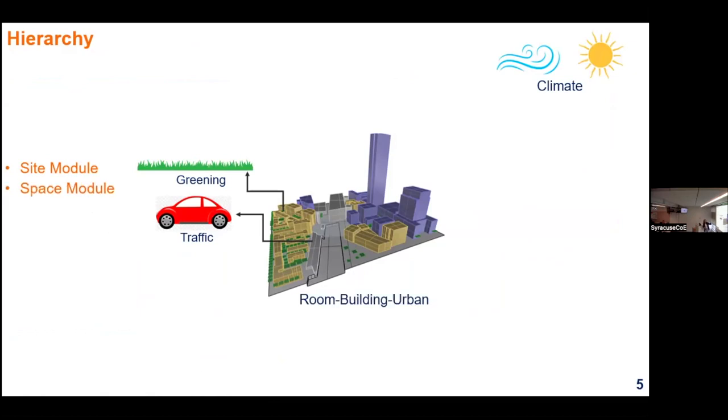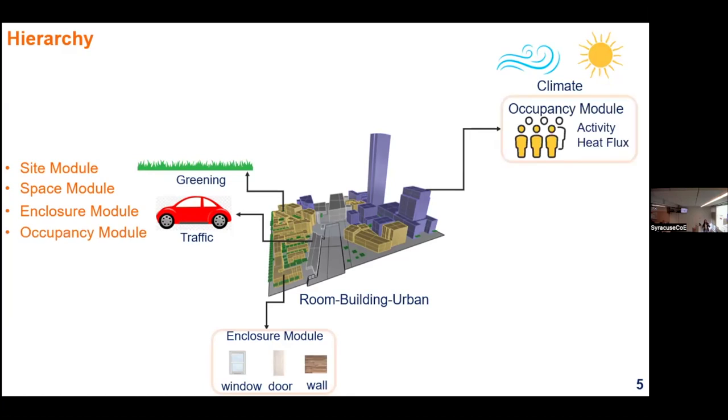And if we look down, we establish the space module. The space module includes the room level, building level, and then the community or urban level. And when we look specifically into one space module, for the enclosure module, we set the window, the door, and the wall. And for the wall, we also separate the roof and the ceiling.